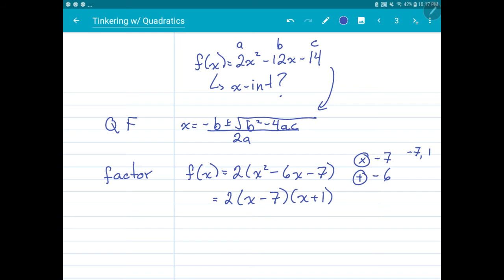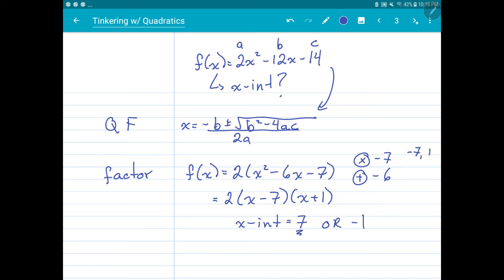So now we know that the x-intercepts are 7 or minus 1. Okay, so those are the two numbers that would make this 0, right? So 7 minus 7 is 0, and minus 1 plus 1 is also 0. So those are the two options you have.